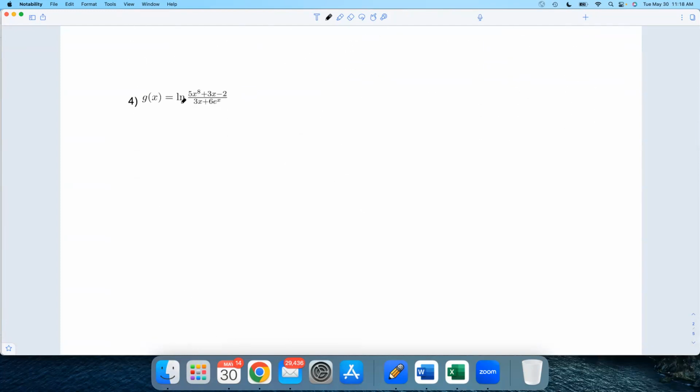Okay, here I've got a log of a fraction. So I'm going to have to do chain rule because I've got a function inside a function. So g prime, which we might also call dg dx, because x is my independent variable. The derivative of natural log of anything is 1 over that thing. So I'll write it like this.